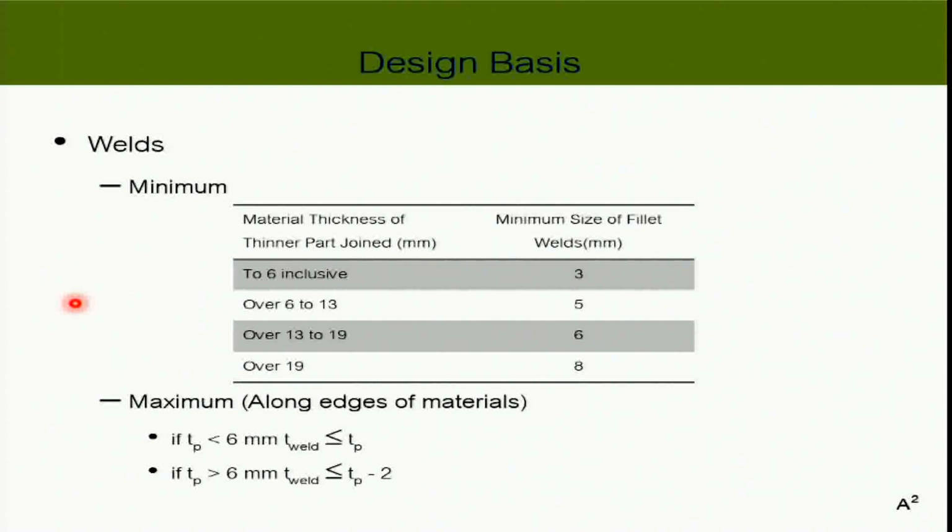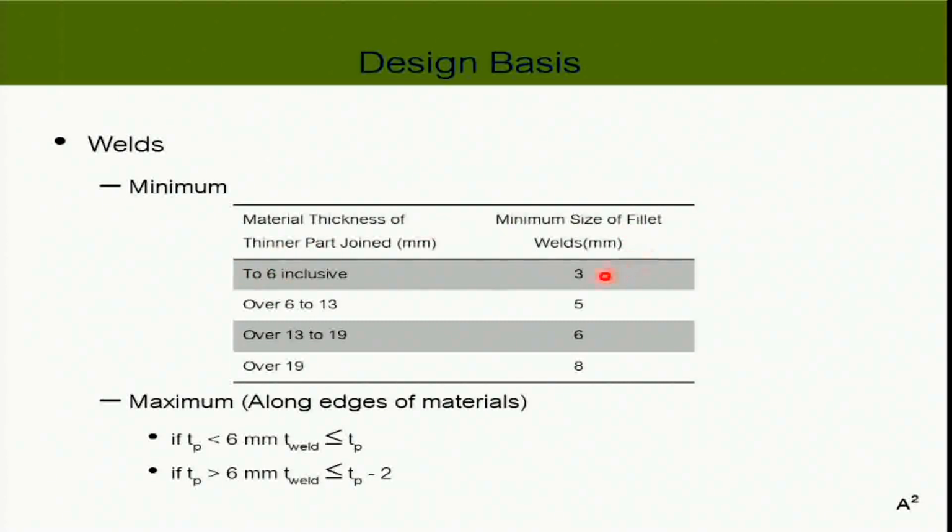Now, it's time to know a little bit about the minimum size of the welds that you should use. When you select the size of the weld, the minimum weld size is based on the thinner of the two plates that you join. For example, if you join two plates, one is 6 millimeters thick, another is 20, you base the minimum size of your weld on the 6 millimeter, which is the thinner one. And if it's 6 millimeters, it means 6 inclusive, up to and including 6. So between 6 and 20 millimeter plates, the smaller one is 6.